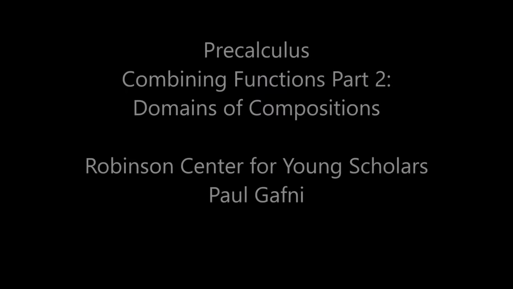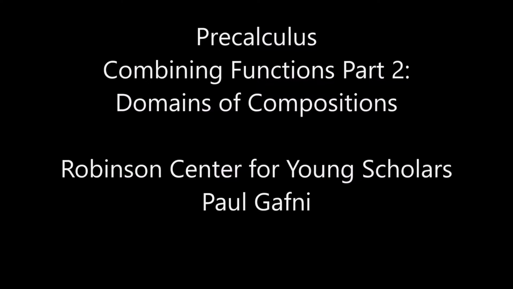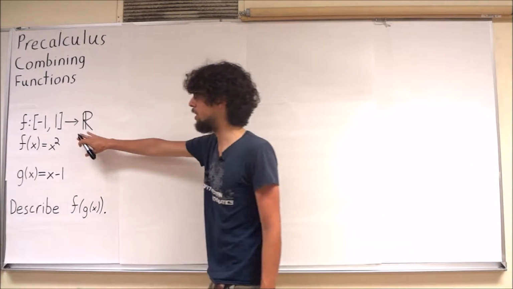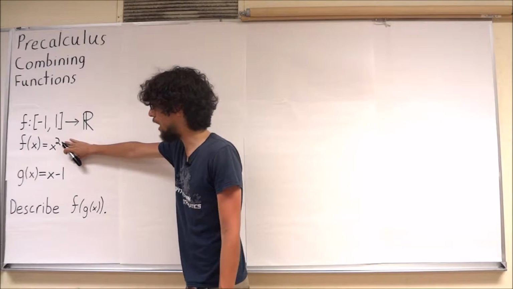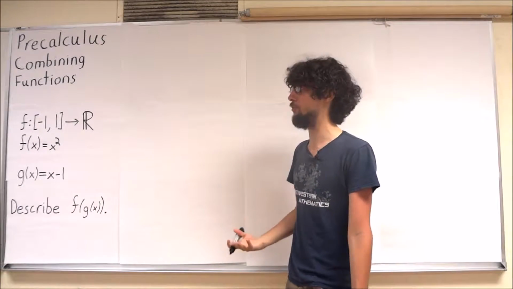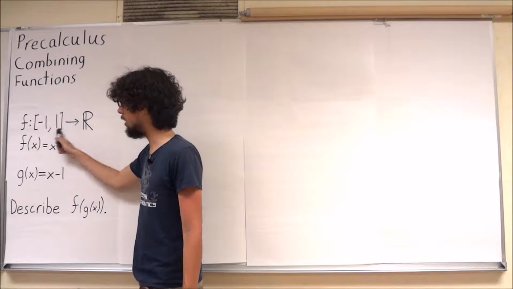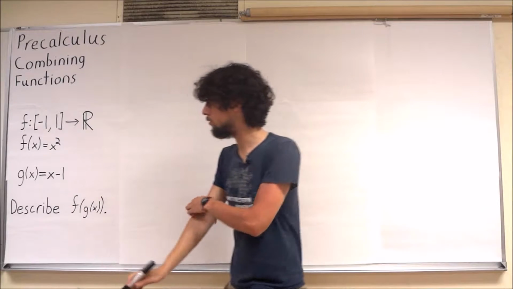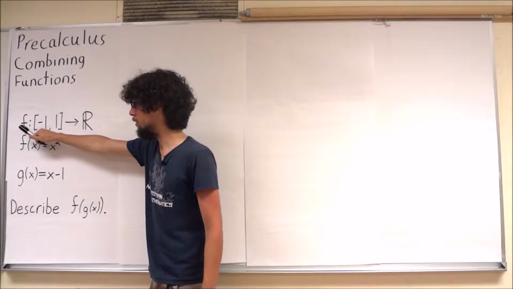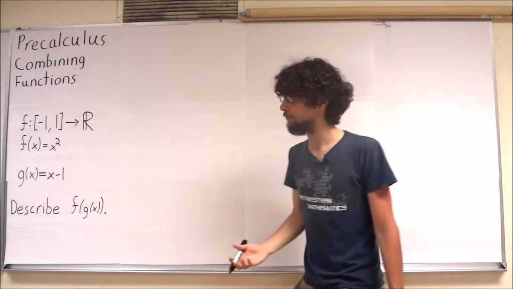In this video, we consider some of the nuance of dealing with the domain and range of compositions of functions. So we have this function f, which we're given. We have f of x equals x squared, but we've restricted the domain of f. So we've written here that f sends the domain of -1 to 1. So our inputs are some element of this interval, and our outputs are some real number.